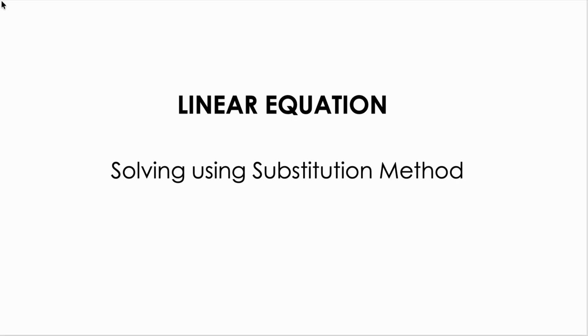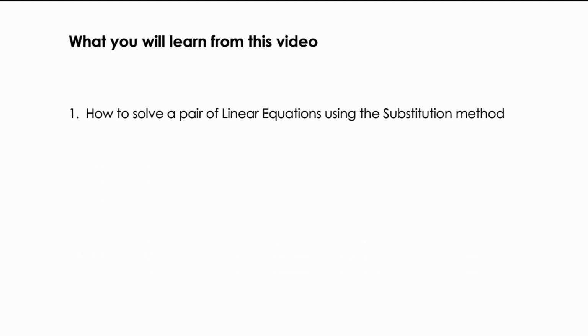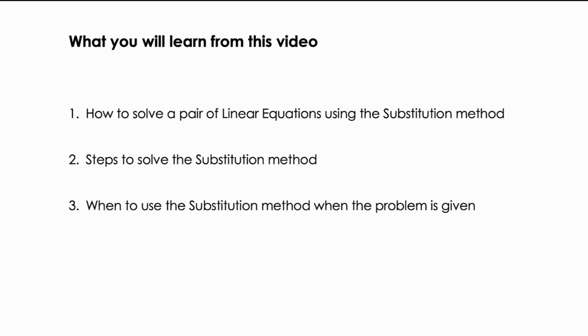So today we're going to see the linear equation and solving using the substitution method. So what we're going to learn in this video. Number one, how to solve a pair of linear equations using the substitution method. That is, when the pair of linear equations of two variables are given, how we will adopt this substitution method to solve it. Then the steps that we will use to solve by the substitution method, we should follow each of these steps, which will give us the correct value of these variables.